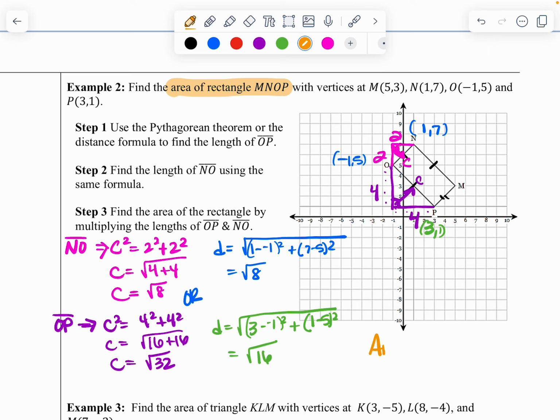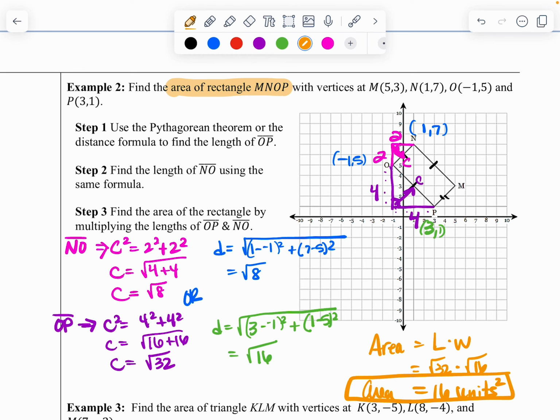So then to find area is length times width. So that's the square root of 32 times the square root of 8, which comes out to 16 units. So you can see that's why we left it as radicals. It gives us cleaner answers. So I can use the Pythagorean theorem or the distance formula for that one.